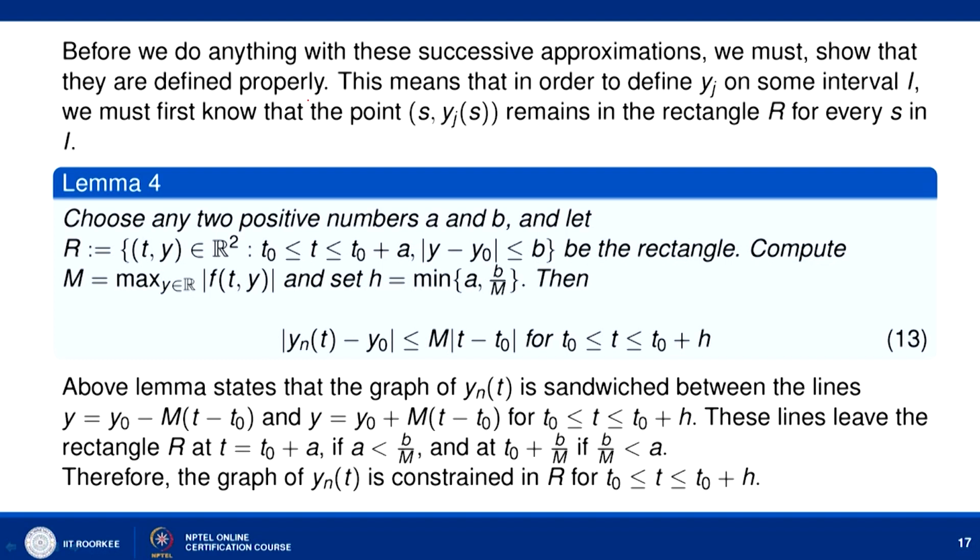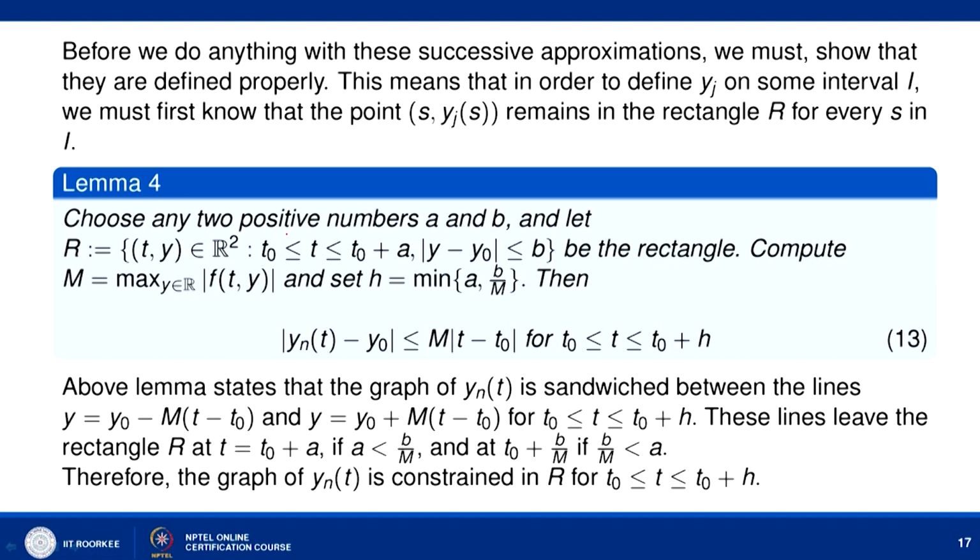So, it means that we have to first show that the iterations which we have constructed are defined properly, and this means that in order to define y_j on some interval I, we must first know that the point (s, y_j(s)) remains in the rectangle R for every s in I. So, first we have to show that all the iterations belong to the same rectangle for all the time t in that particular interval I. That we want to see. So, for that we have Lemma 4.